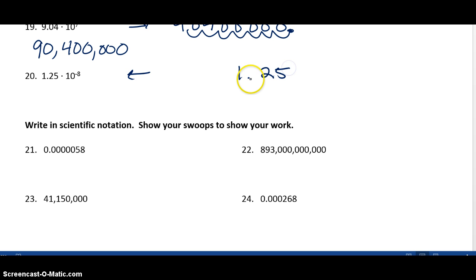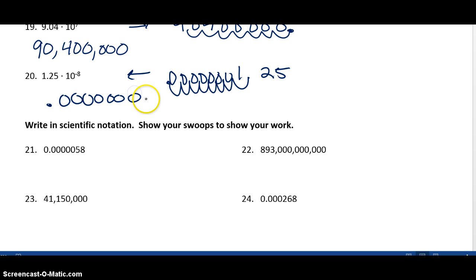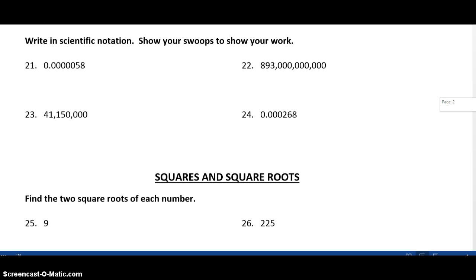Now this next one is a negative exponent, so we're swooping it to the left. 0.25. Now we are swooping that decimal 8 times, so it's going to be a really small number. 1, 2, 3, 4, 5, 6, 7, 8. Again, fill in these blanks with zeros. There should be 7 zeros there, and then your 1, 2, 5. Okay. Next section.